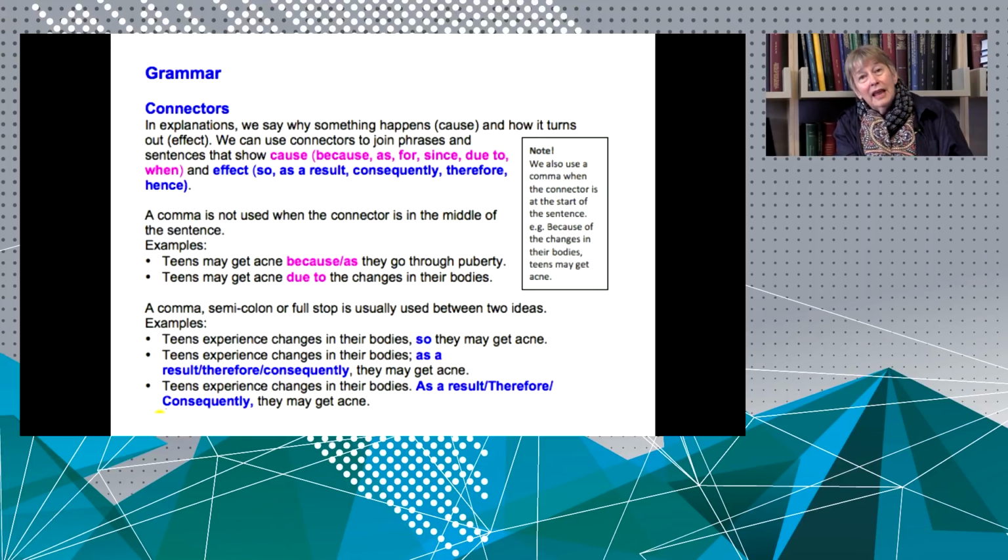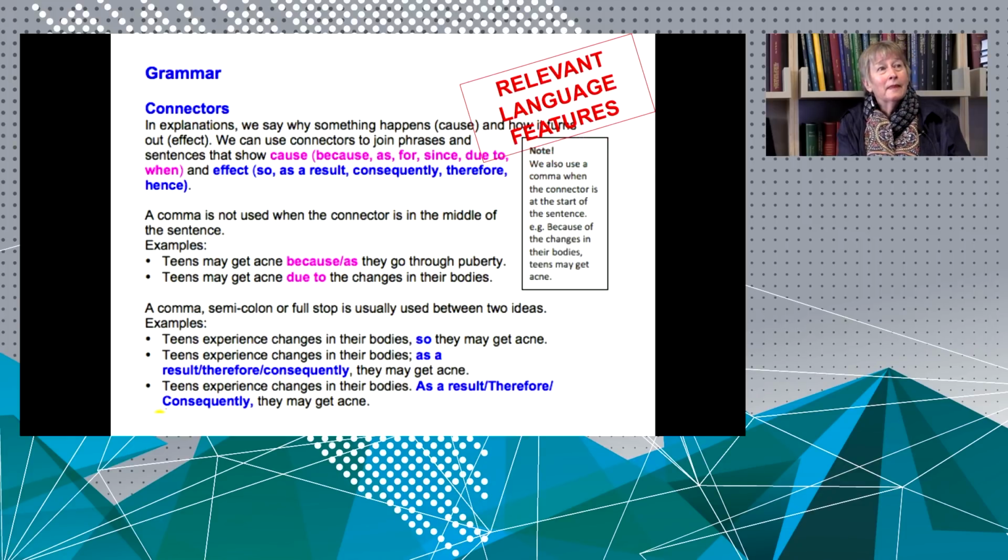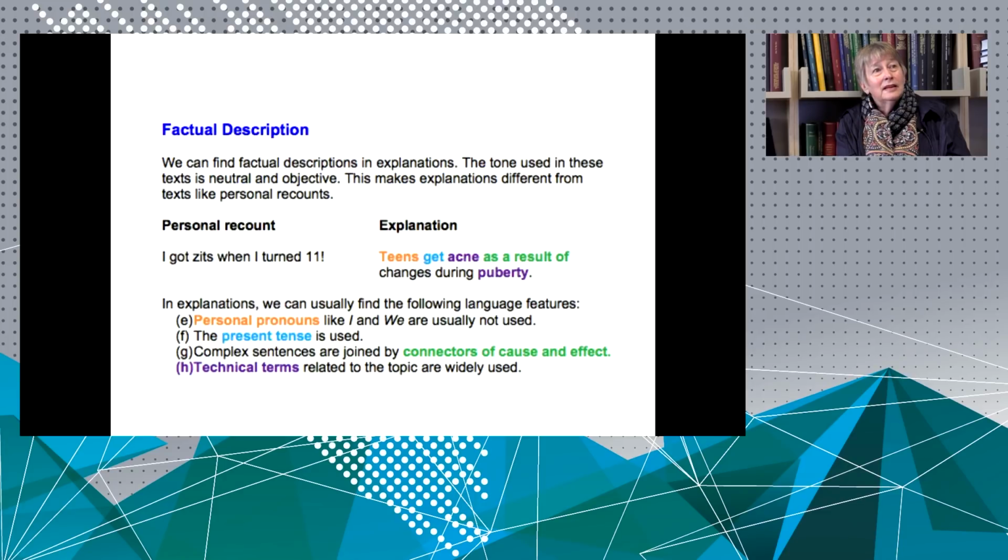It then goes into some of the language features of a text like this, and because it's an explanation, they're going to need the language of explaining. So we get into things like the causes: because, as, since, due to, etc., and the effects: as a result, consequently, therefore. So there's a whole range of things that we could talk about in terms of the kind of language resources that they need if they're going to be writing an explanation text. So looking at the relevant language features for that particular type of text.